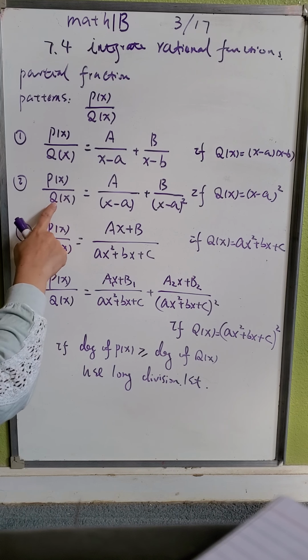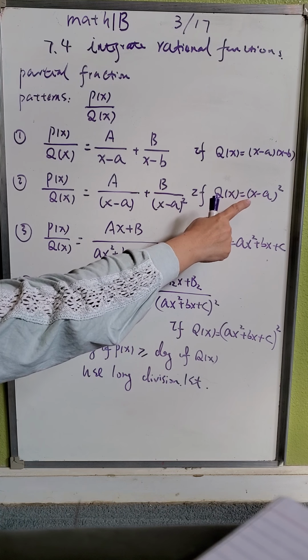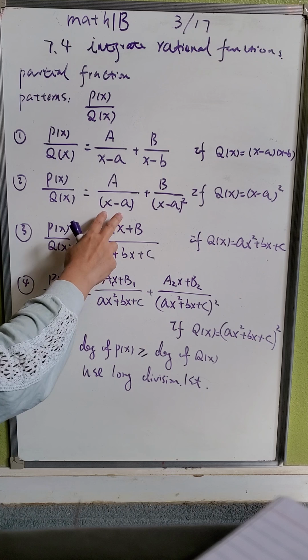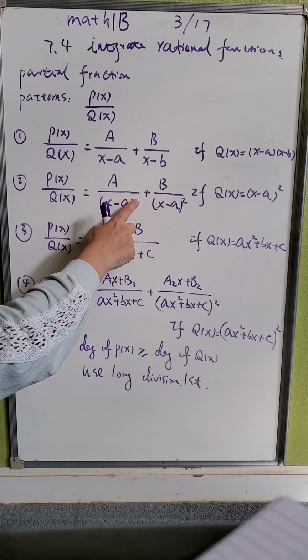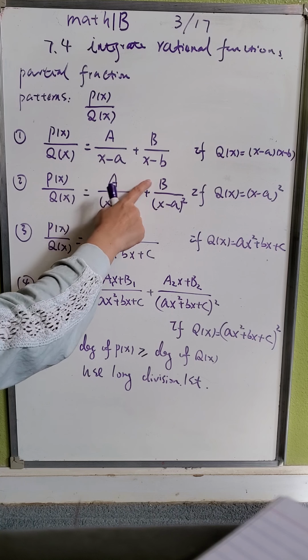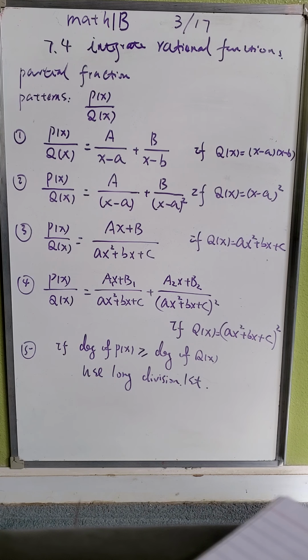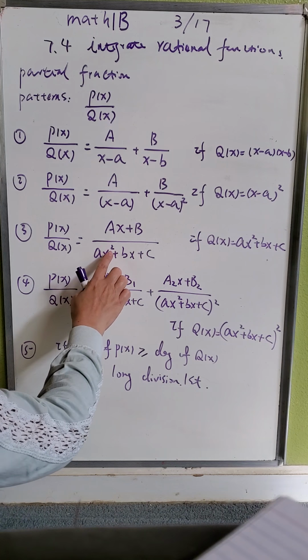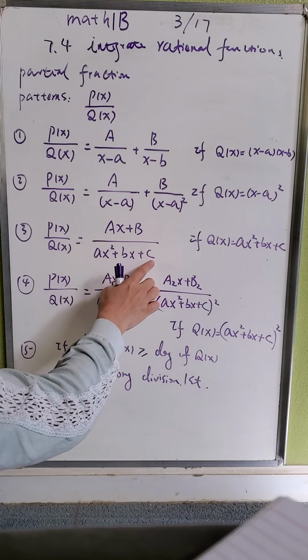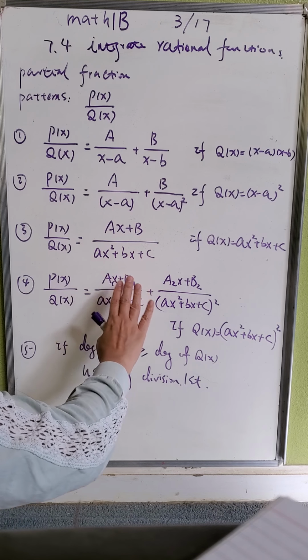The second pattern is that if your Q of x is equal to x minus a squared, it means you repeat the x minus a. Then you start from degree 1, x minus a, and then go to degree 2. And the tops are still A and B, just constants. But for number 3, you have to be careful. Number 3, if you have a quadratic in the bottom that cannot be factored, it's prime, which means you cannot factor it any further.